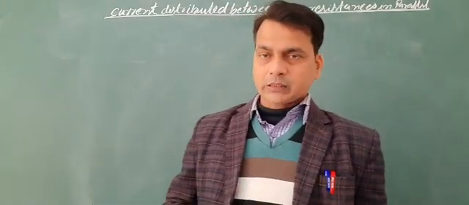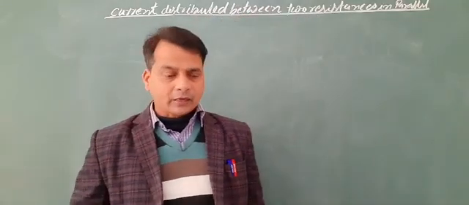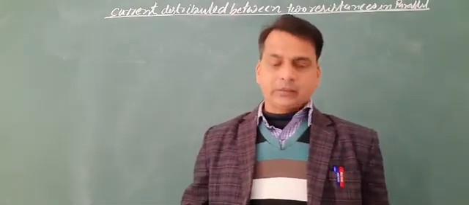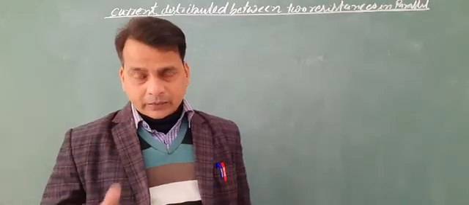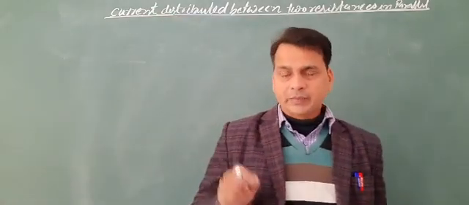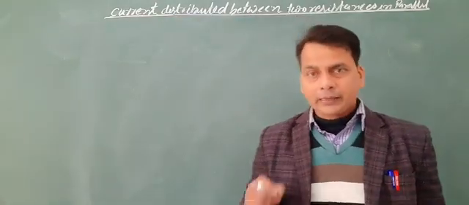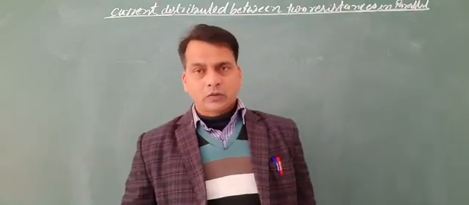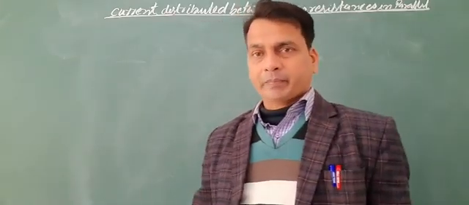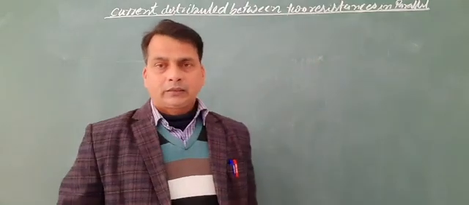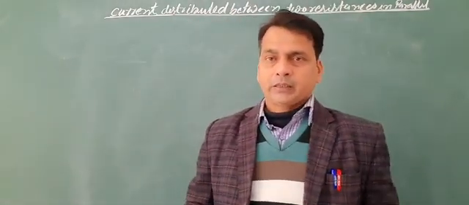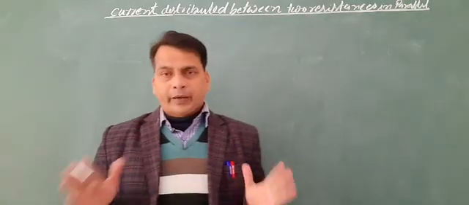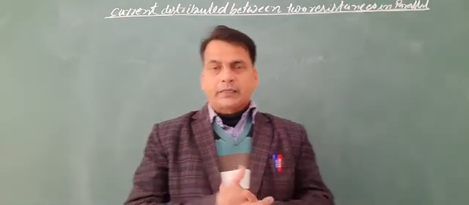Today I am going to discuss the derivation of the current distributed between two resistors when connected in parallel. In the previous lecture, we already discussed the derivation of the equivalent or net resistance when connected in series or parallel. So now let us start. First of all, we will discuss the parallel combination in the circuit.